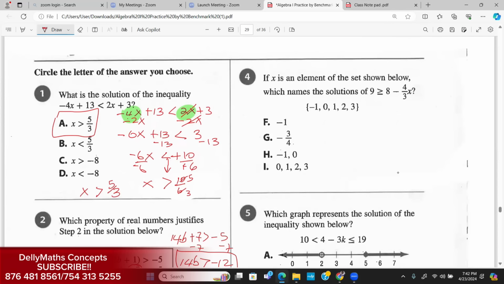So you want to work this out first, right? So basically, I'm going to isolate the x. So I'm going to subtract 8 from both sides. So 9 minus 8 gives me 1, which is greater than or equal to... This becomes 0. This is negative 4/3 x. So I need to find x.